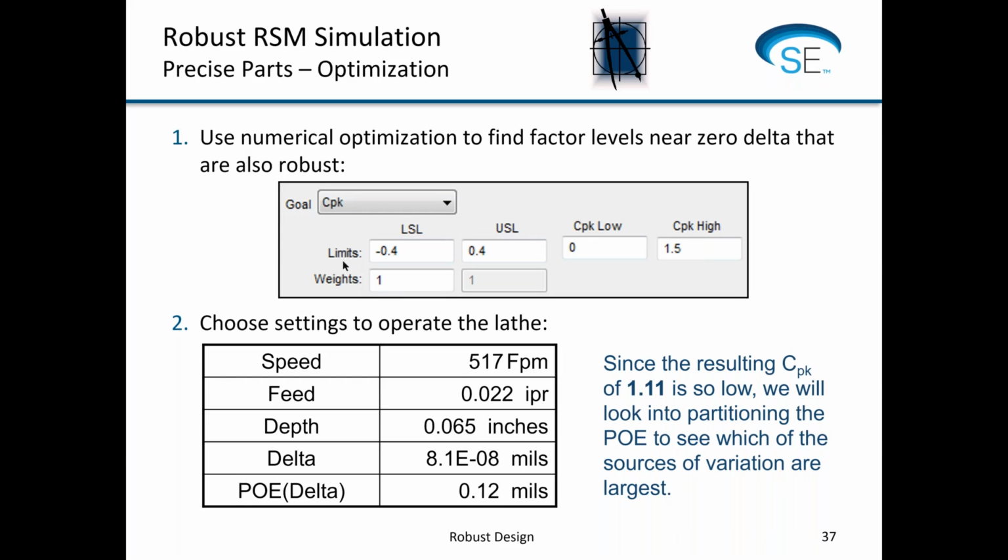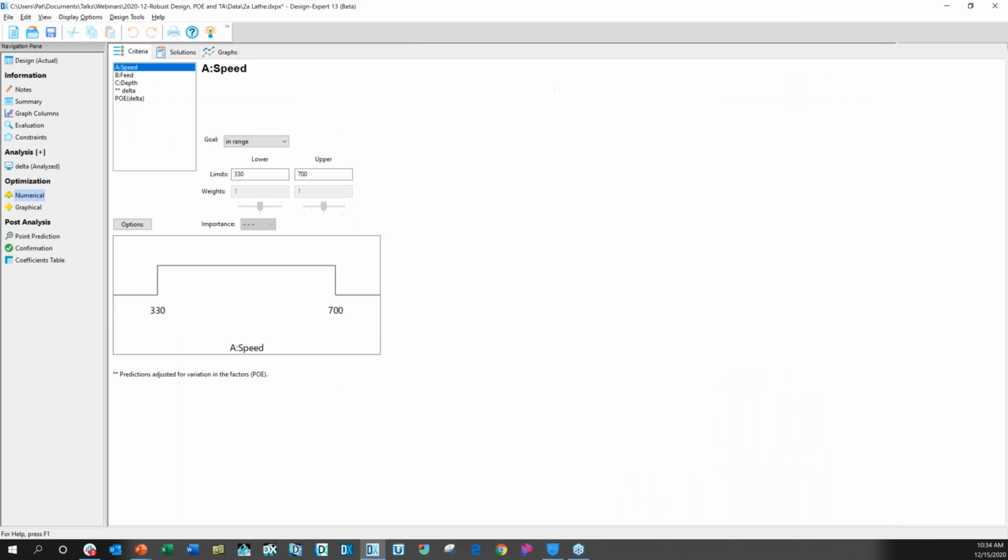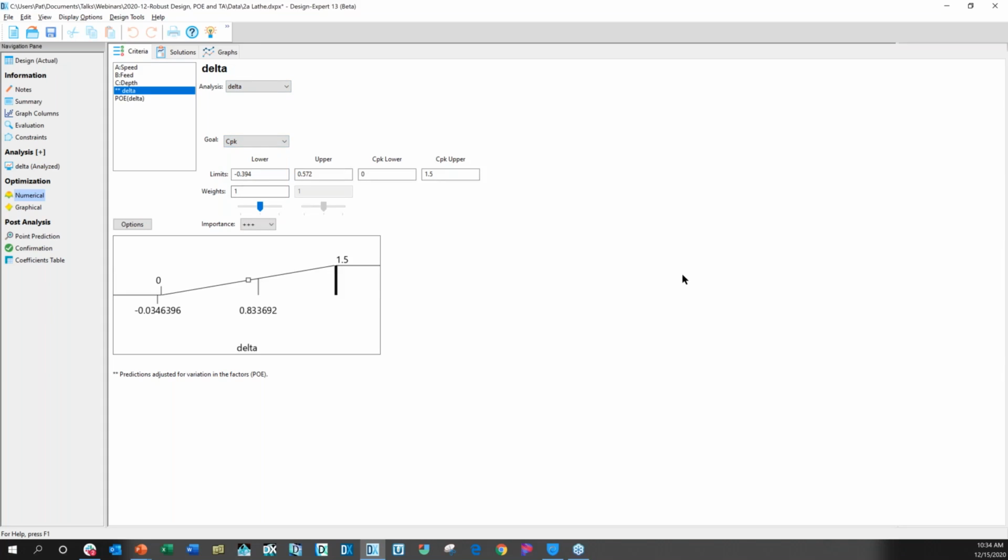Okay, so I'm going to go in and try to do this optimization. I can go to the numerical optimization, go in here to the delta, and change my goal to be CPK. Now CPK takes into account both target and variability, remember, so I don't really have to do anything there. I do have to put in the specifications. The specifications were minus 0.4 to plus 0.4, and I want to maximize CPK.